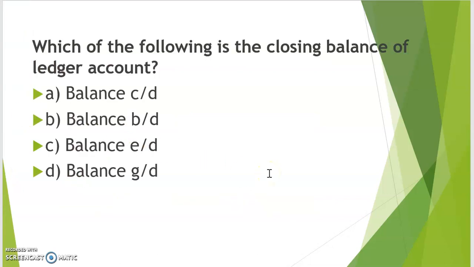Which of the following is the closing balance of a ledger account? Option A, balance carried down, that is c/d. Option B, balance brought down, b/d. Option C, balance e/d, and option D, balance g/d. The correct answer is balance c/d.